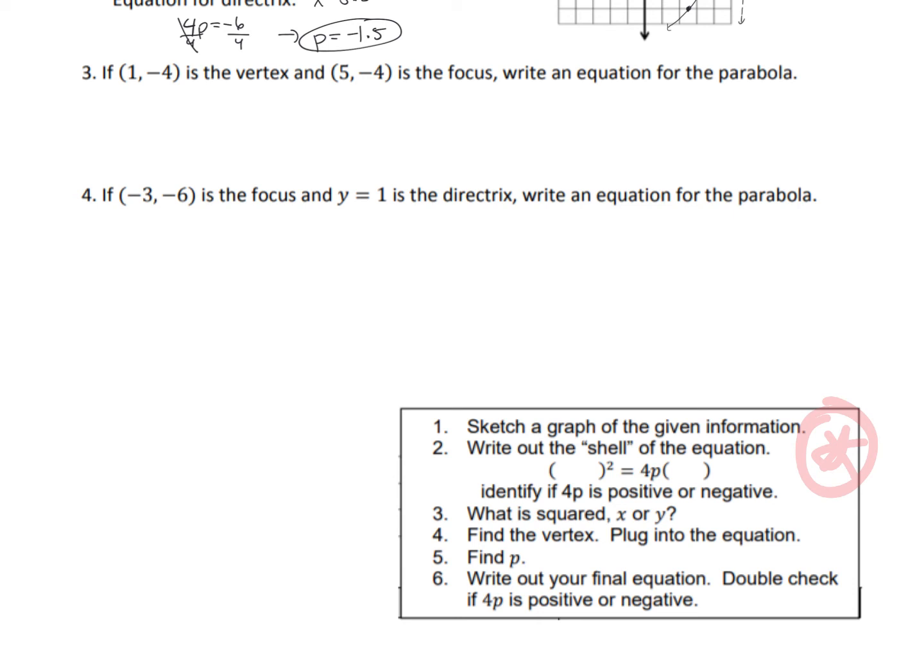And so let's look at our first number, number 3. It says if 1, -4 is the vertex and 5, -4 is the focus, we want to write an equation for the parabola. So again, our first step here is to actually draw a quick sketch of this. And this is what I mean by a quick sketch.